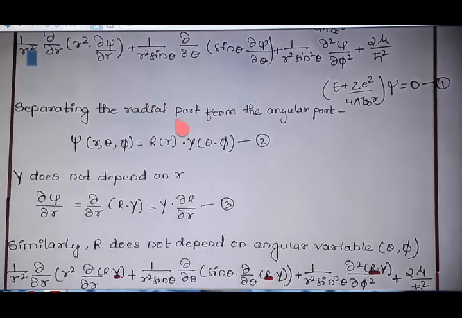Now, separating the radial part from the angular part, we get psi, a function of r, theta and phi, equals capital R, a function of small r, into Y, a function of theta and phi. This becomes equation number 2. Here we can see that Y does not depend on r. Therefore, the equation becomes partial derivative of psi with respect to r equals partial derivative with respect to r of R into Y, equals Y into partial derivative of capital R with respect to small r.